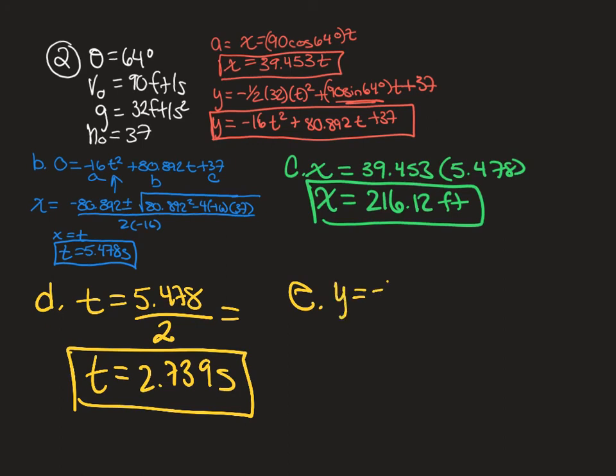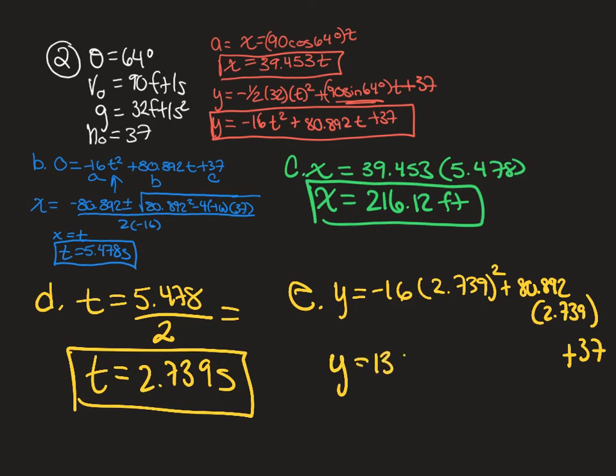So y equals negative 16 times 2.739 squared plus 80.892 times my 2.739 plus, sorry, I'm running out of room, plus 37. So I'm just going to type that in the calculator. Negative 16 times 2.739 squared plus 80.892 times 2.739 plus 37. So my maximum height is 138.529 feet.